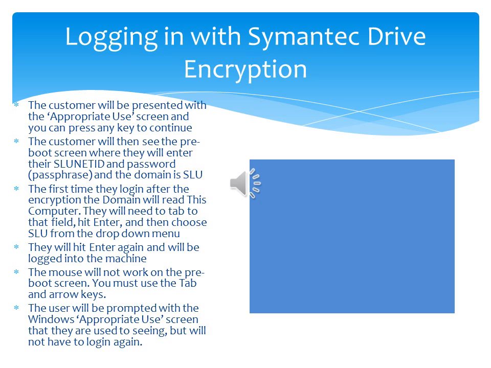When the customer logs into their computer after a restart, cold boot, or hibernation, they will be presented with the appropriate use screen and can press any key to continue. The customer will then see the preboot screen where they will enter their SLUNet ID and password. The first time they log in after encryption, the domain will read "this computer." They will need to tab to that field, hit enter, and then choose "SLU" from the drop-down menu with the arrow keys, and then hit enter again. They will then hit enter to log into the machine.